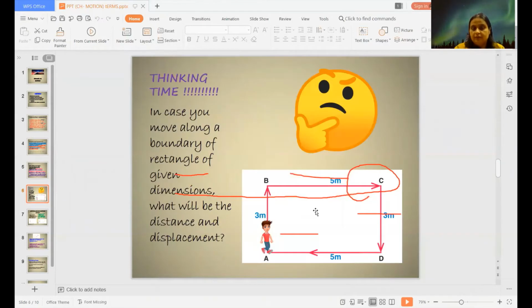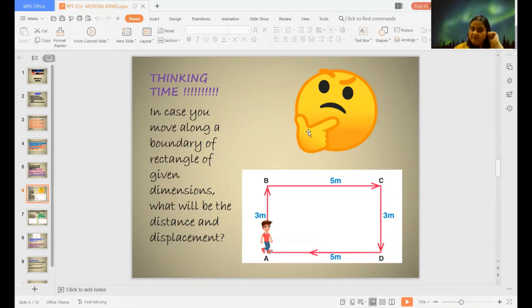Right? Now you have to think one example here. Thinking time. So pause the video, think of this, and don't forget to share your answer in comment box. Now, in case you are moving along a boundary of rectangle of given dimensions here, you have to find what is distance and displacement. So let's find out. Now this boy is moving along this rectangular path, that is A, B, C, D. Now we have to find what is the actual distance and displacement here.